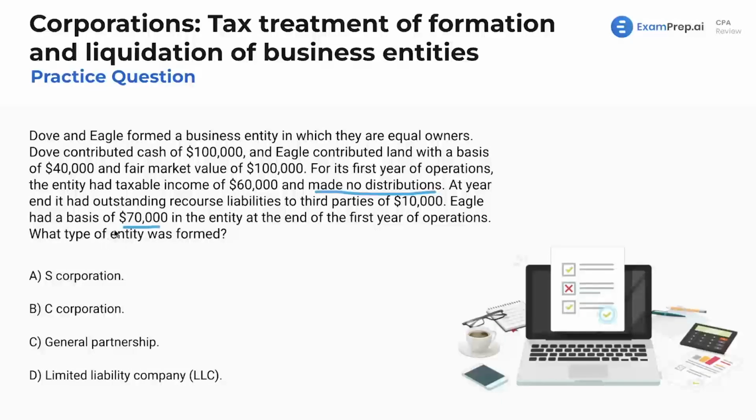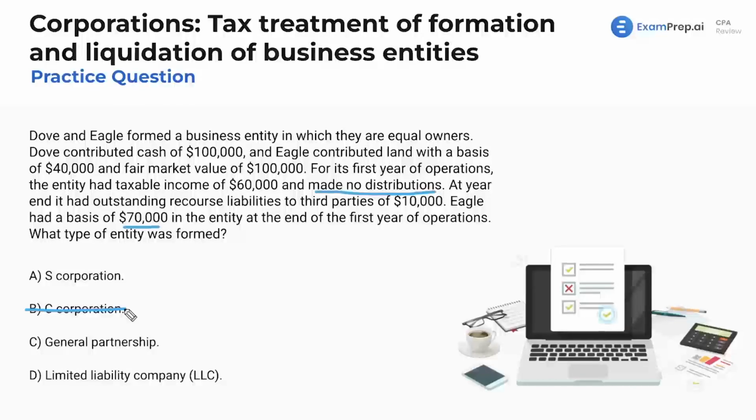What type of entity was formed if we've got Eagle with a basis of 70? Now, I'm going to eliminate one right off the bat, and that is going to be the C-Corp. Because with C-Corps, like I said, it's only contributions and distributions that are going to affect your basis. And how would Eagle have a basis of 70 if there were no distributions? And it doesn't say anything about contributions. Contributions happened when we formed the entity, but other than that, there was no change. So we're going to eliminate our C-Corp.